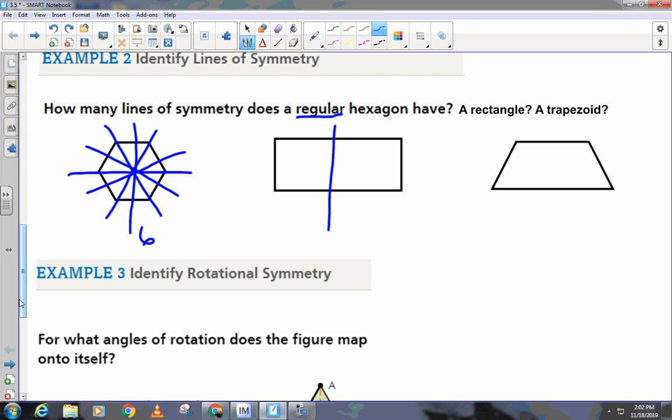Just 2. We can go here and here. Remember, with a rectangle, anything rectangularly shaped, you can't go diagonal and have reflectional symmetry.